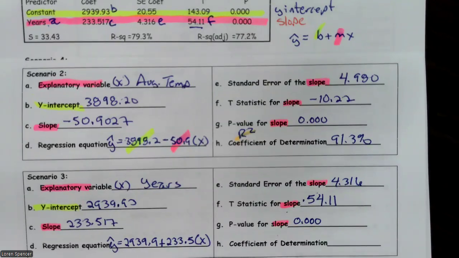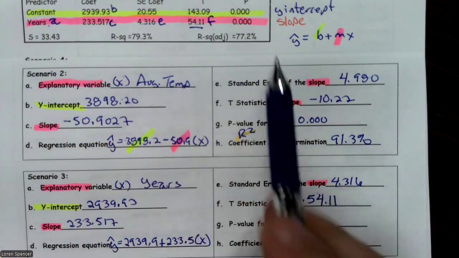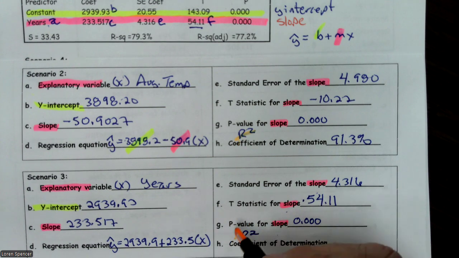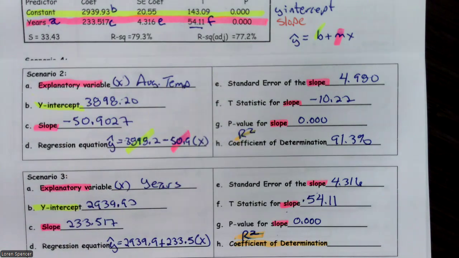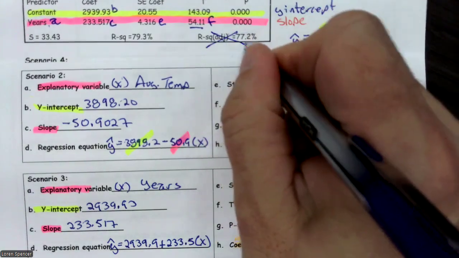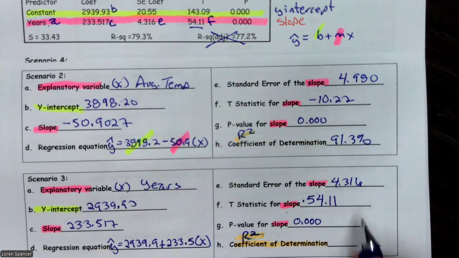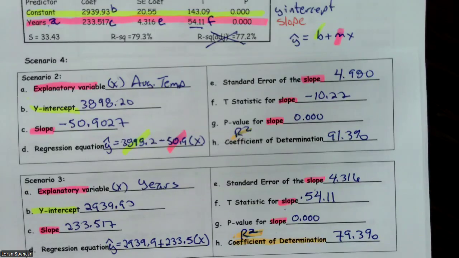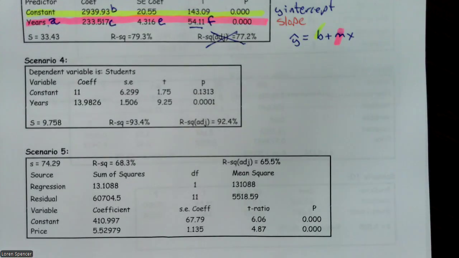The next thing it asks for is the coefficient of determination, and I don't see that word. You have to know that the coefficient of determination is our r squared. All right? So we're going to be looking for r squared because r squared is going to be our coefficient of determination. And I notice I have two r squareds. But in this class, we will never use r squared adjusted ever. We're just going to use plain old r squared, and we always leave it as a percent. So 79.3%. Moving right along to number 4.